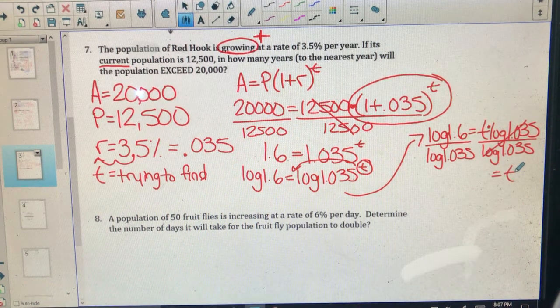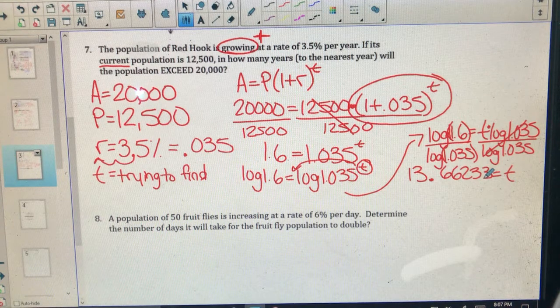Now remember, when you're plugging logs into your calculator like this, you press the log button and it gives you an open parentheses. You type in 1.6 and then you have to close your parentheses. Then hit divide. Divide log opens them, 1.035, close them, and then press equals. You should get 13.66233.